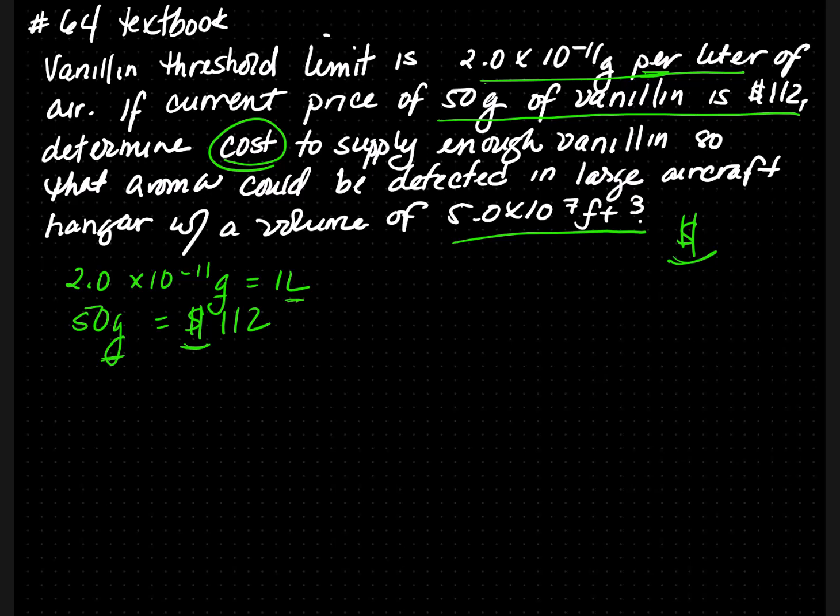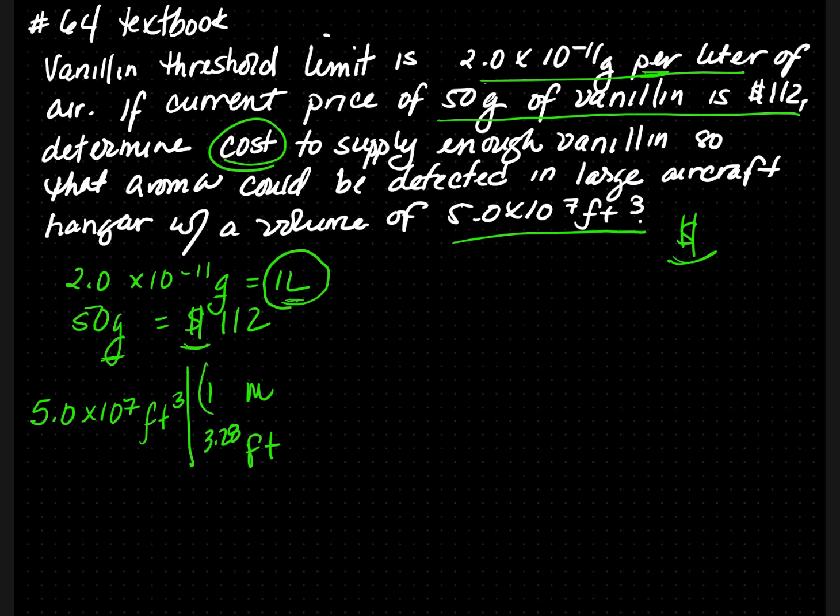In general, unless you have a unit on top and a unit on bottom, you're going to start with the number that has only one unit. So this is going to be 5.0 times 10 to the 7 feet cubed. We know cubic feet is a volume unit, so that means we need to convert it to liters. So feet, we know we're going to go to meter. 1 meter is 3.28 feet.